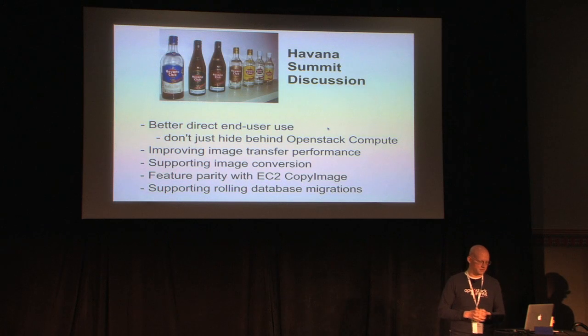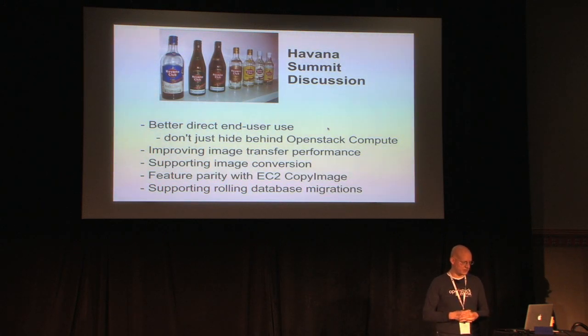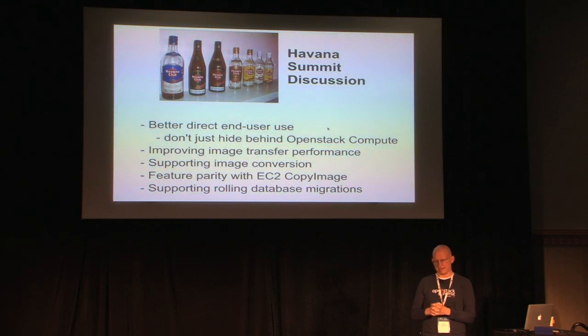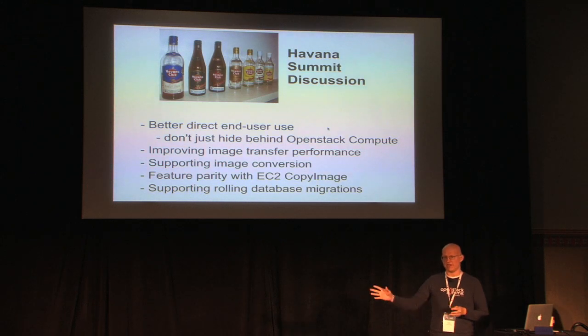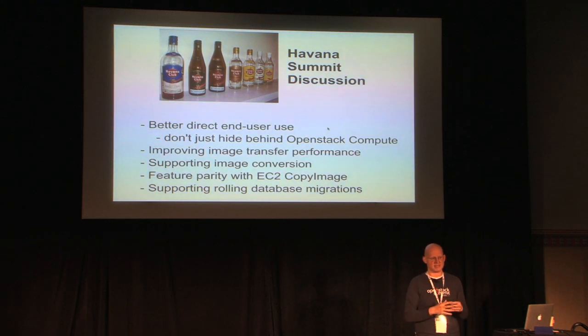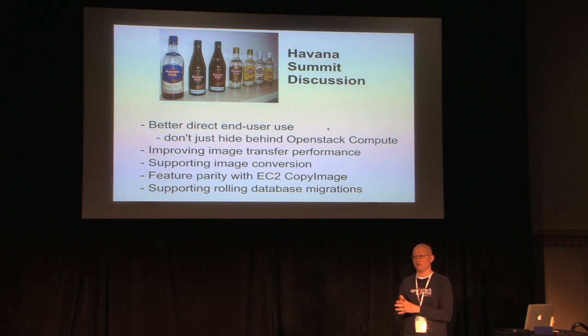There's also been a proposal from Rackspace in particular to try to reach feature parity with EC2 on their copy image feature, which I don't know if you're familiar with. Essentially, the idea is you have a different region, say, and someone has an image in one region and they want to copy it to another one so that they can have faster boot times in that region.